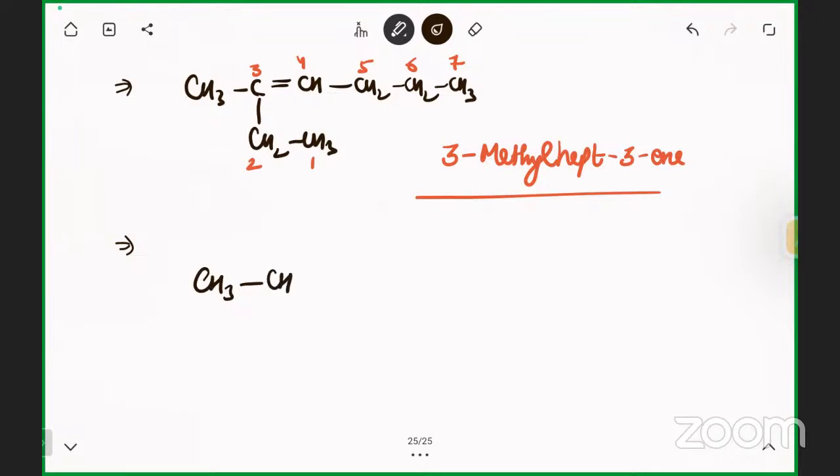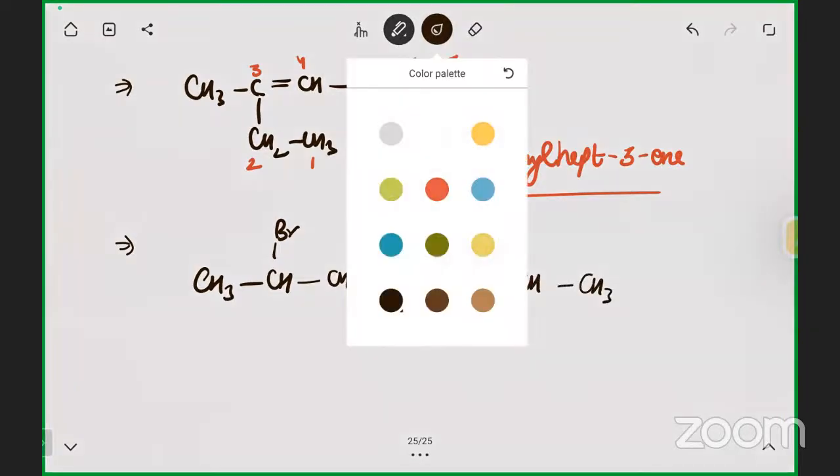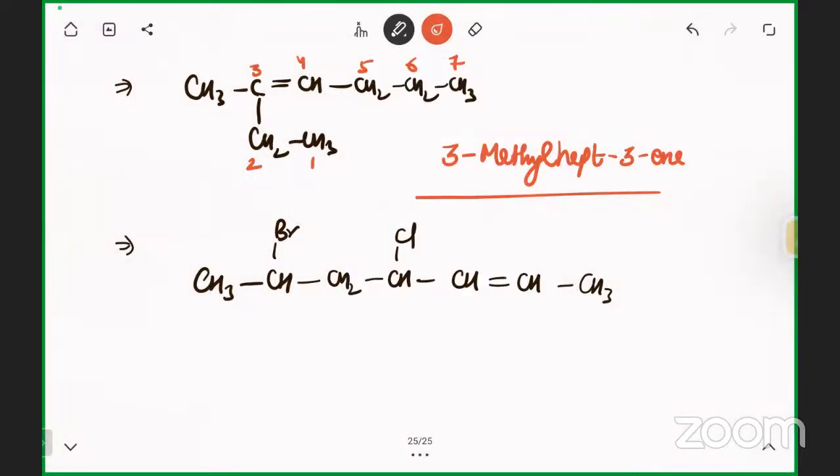CH3 CH Br CH2 CH Cl single bond CH double bond CH single bond CH3. See, a simple thing you have to remember is that halogens are not considered as a functional group over here. They are secondary substituents, considered in the prefix. So the numbering should be given to the double bond. Now do the numbering and let me know the answer.